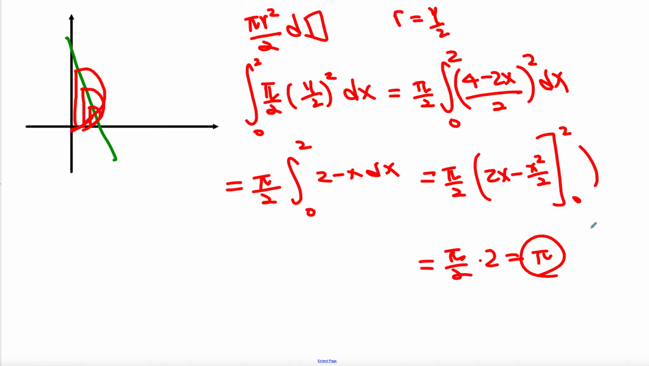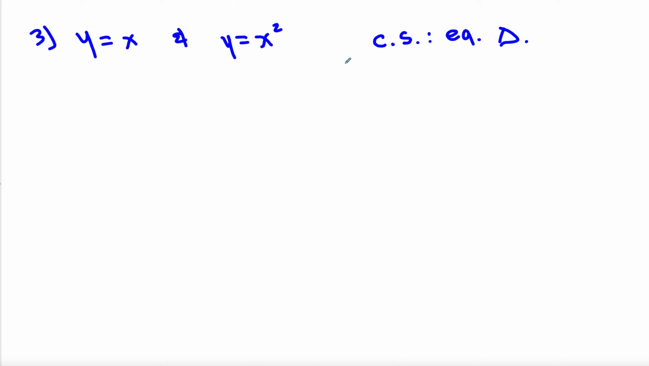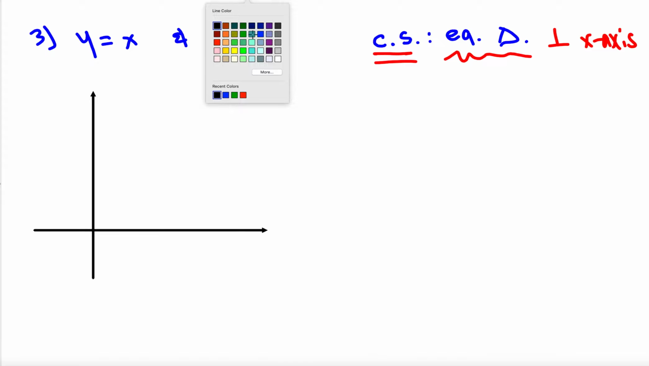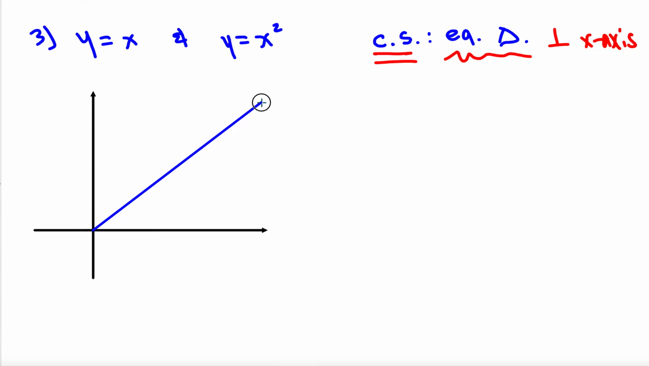Alrighty, let's look at the next question. Now we have two equations, and the intersection enclosed by those two will be our region, and the cross section is an equilateral triangle perpendicular to the x-axis. So let's try to look at this one together. And then I'm going to assume that y equals x, and then y equals x squared.